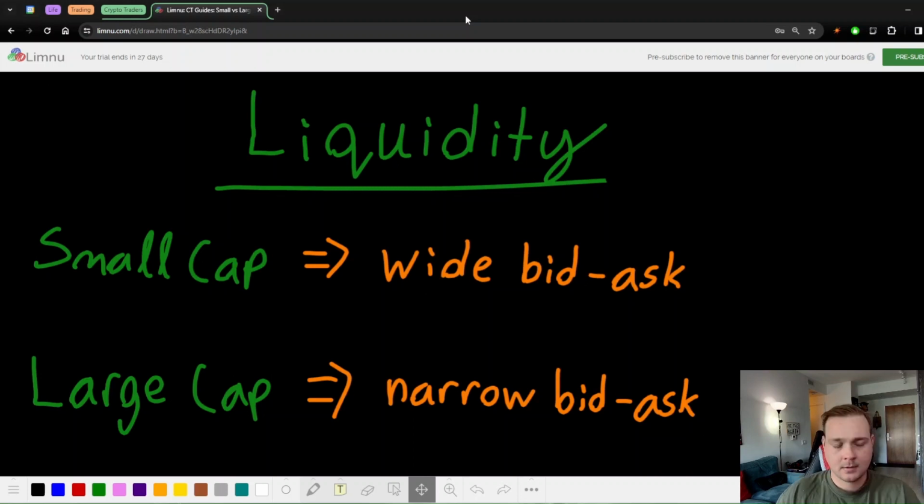Now, large cap tokens are typically going to have higher liquidity and therefore a deeper market, and there's going to be a narrow bid-ask spread. There's going to be more people buying and selling at any given price, so it's going to make it much easier to enter and exit positions with minimal price impact.